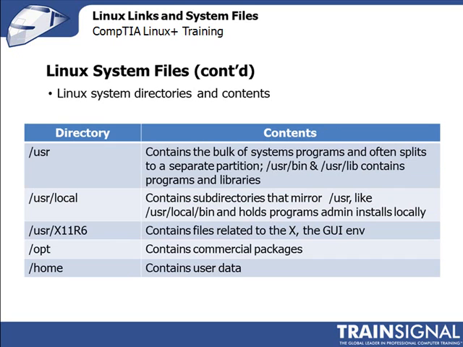/usr contains the bulk of your system's programs, and it's often split off to a separate directory. /usr/bin and /usr/lib contain programs and libraries, respectively. /usr/local contains subdirectories that mirror /usr, like /usr/local/bin, and it hosts programs administrators install locally. /usr/X11R6 contains files related to X, or Linux's GUI environment. /opt contains commercial packages, and /home again contains users' data.